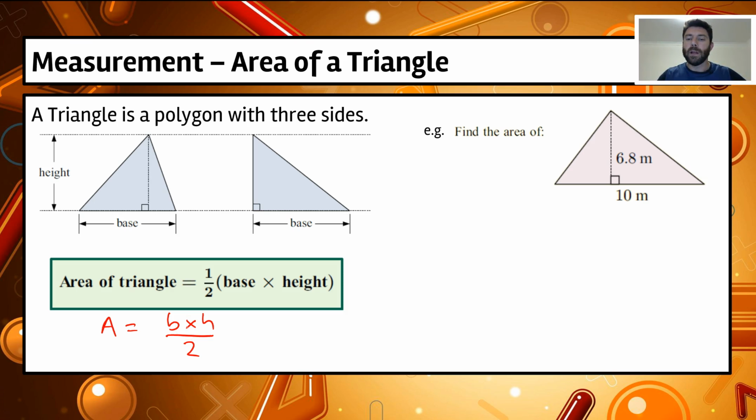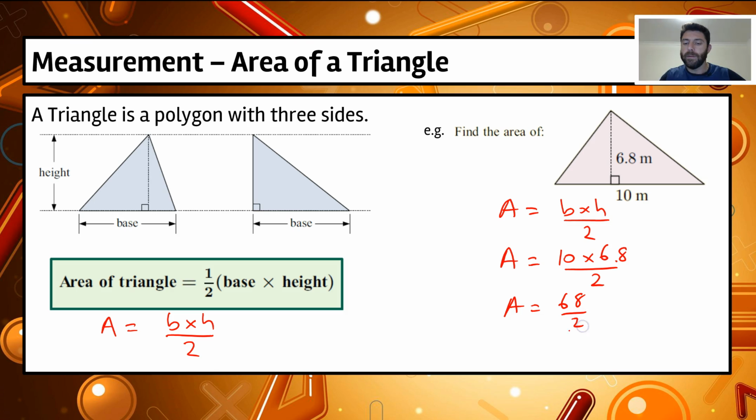All right, if we look at our example here, we've got find the area of this triangle. We've got the base, which is 10, and the height, which is 6.8. First of all, we've got the same unit, so we don't need to convert. So our area equals base times height divided by 2. Now I'm going to substitute in: the base is 10 times the height, which is 6.8, divided by 2. Now we're going to calculate that out. That's 68 divided by 2, so the area equals 34 meters squared.